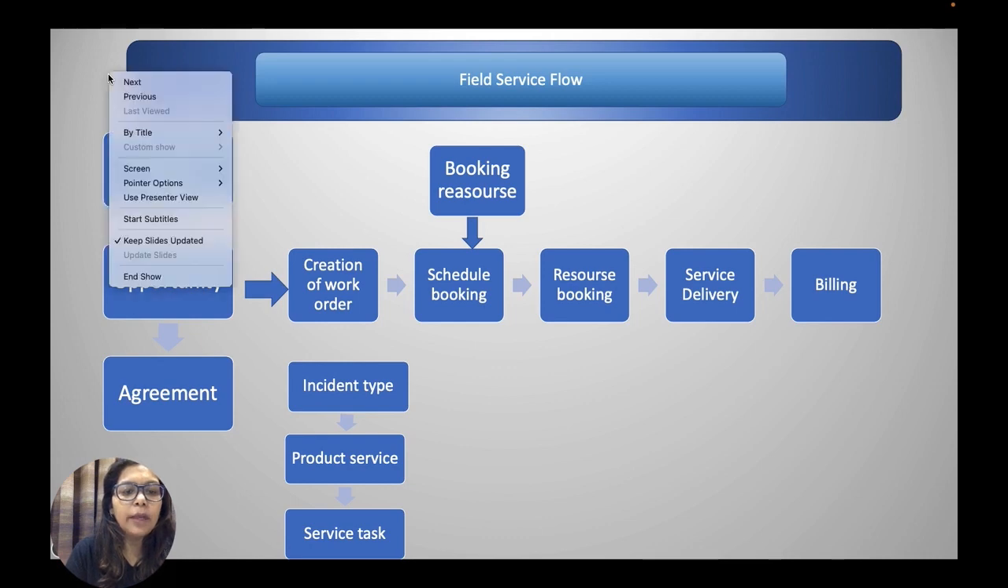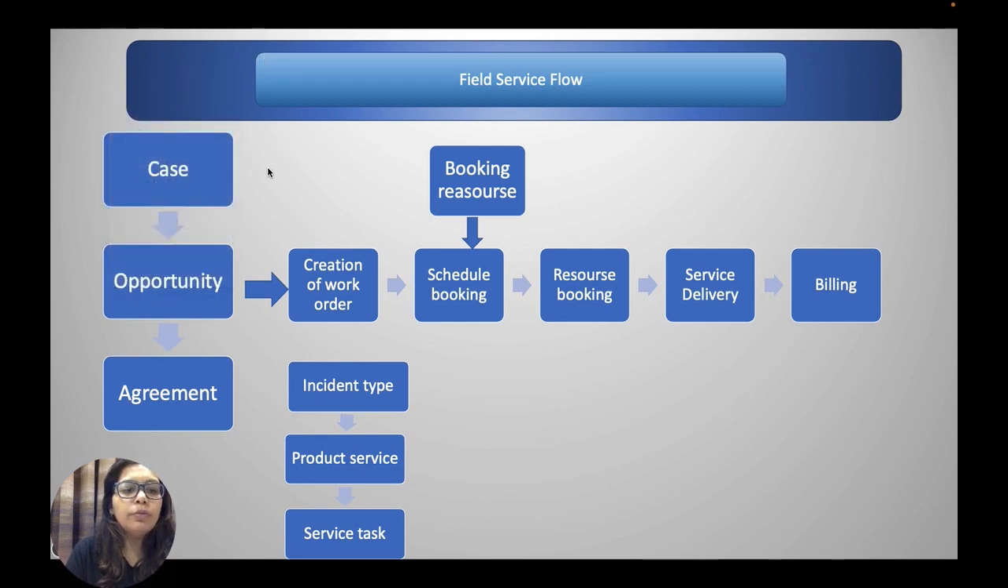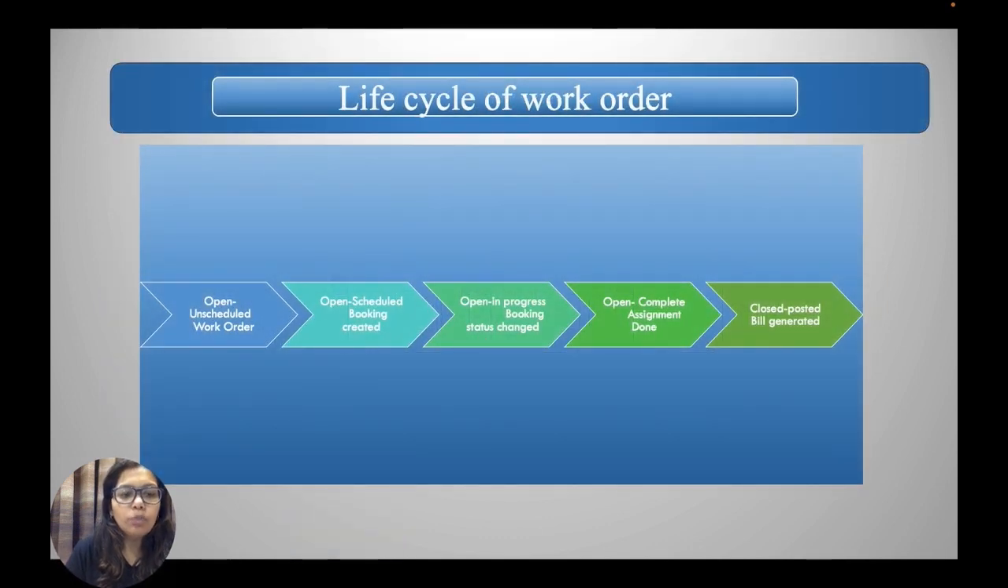Now we'll move ahead with the next PPT, which is the life cycle of a work order. What is the life cycle of a work order? It starts with the open unscheduled work order. When we create a work order, in that first scenario, the work order is open, and when the booking has not been scheduled, then the status will be unscheduled. Moving ahead with the second scenario, the work order is still open, but the booking has been created, then the status has converted into scheduled booking.